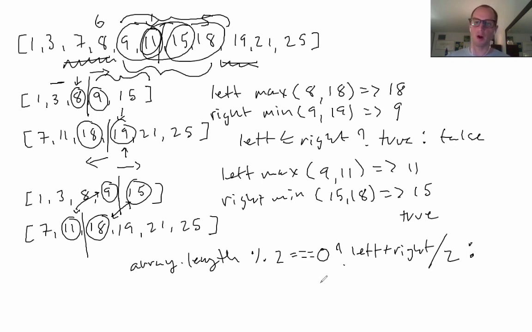If it's not even, then all we have to do is return left, right? Because we have 6 values here on the left and we have 5 values over here on the right. So we just return this here, which is the midpoint.